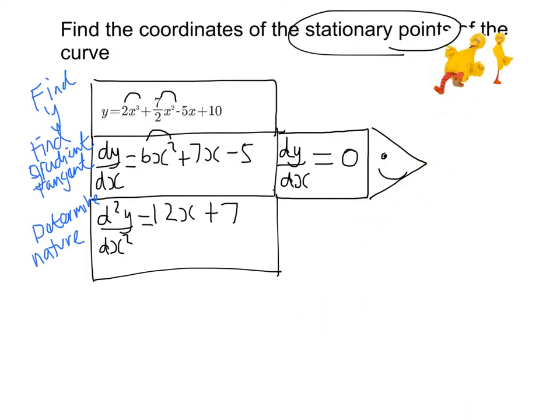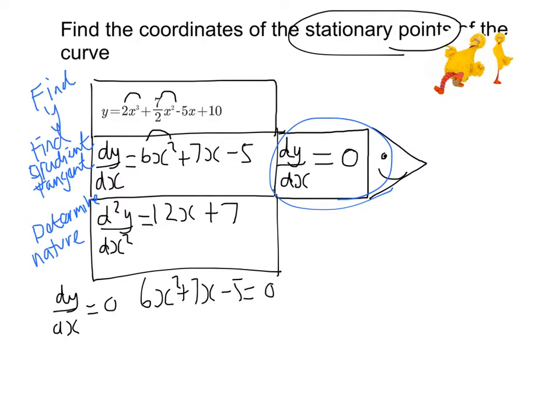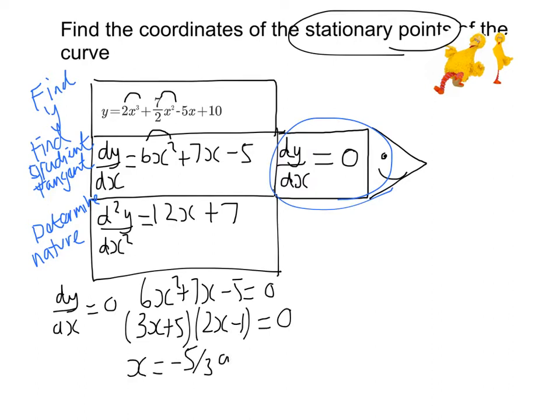Okay, in order to find the coordinates of the stationary point, we need to solve dy by dx equals 0. So I've got to set dy by dx equal to 0. I'm actually going to solve 6x squared plus 7x minus 5 equals 0. Now this will factorise. I've done it, so I'm going to do it really quickly, and it will factorise to this. And therefore, the x coordinate will come out as minus 5 over 3, or as a half.